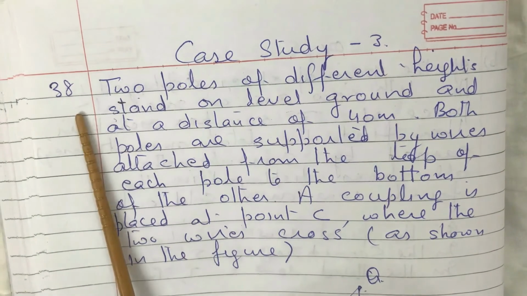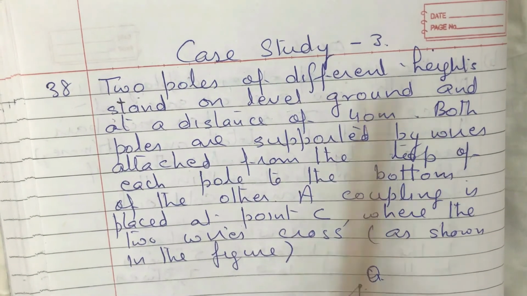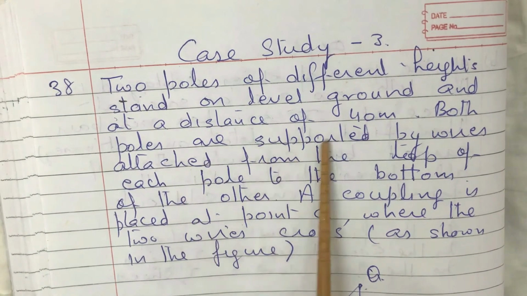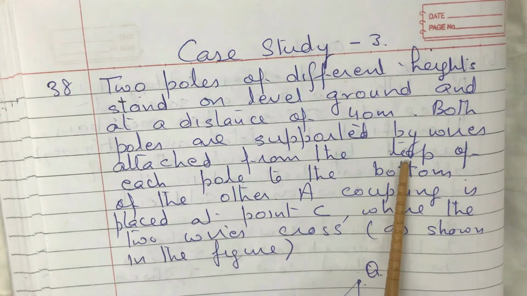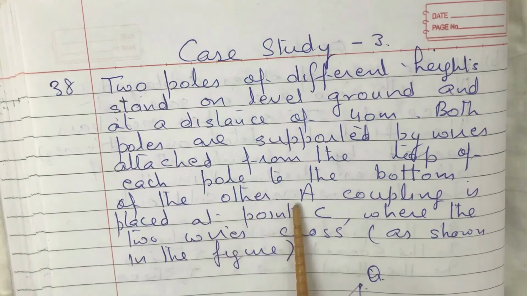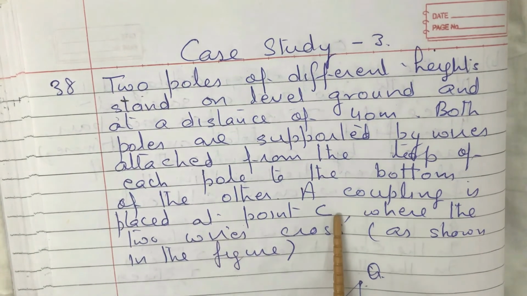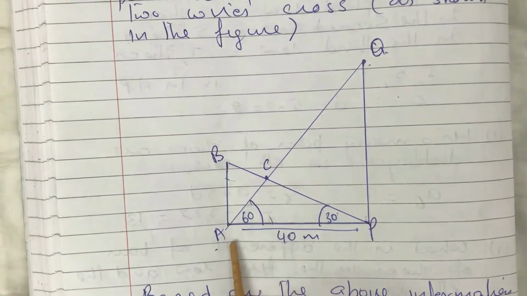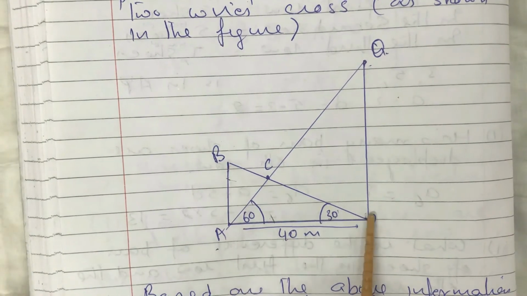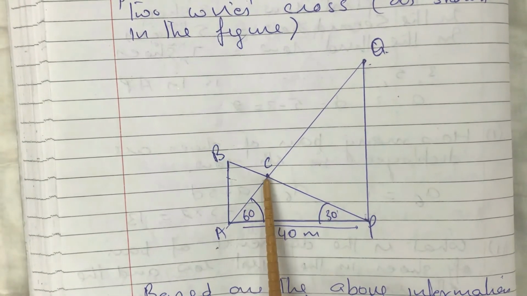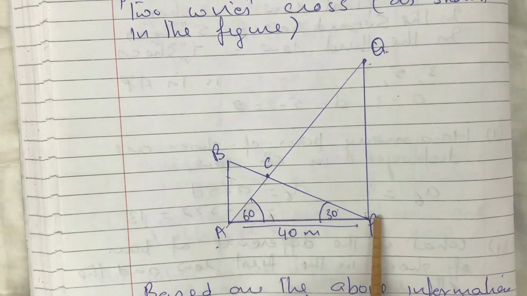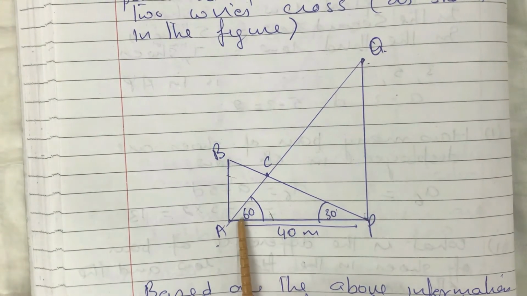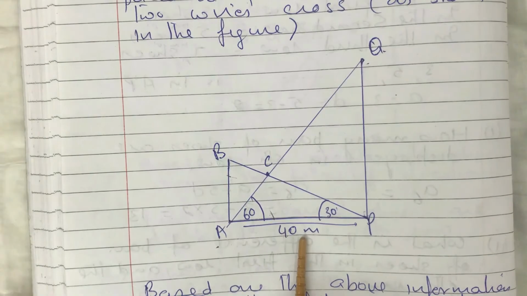Case study 3, question number 38. Two poles of different heights stand on a level ground at a distance of 40 meters. Both poles are supported by wires attached from the top of each pole to the bottom of the other. A coupling is placed at the point C, where the two wires cross, as shown in the figure. Now, here, these are two poles, and this is the wire, and here there is a coupling. This point makes an angle of 30 degree with this point, and this point makes an angle of 60 degree with this point. And the distance between them is 40 meter.